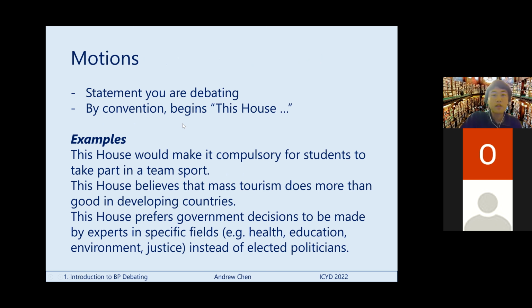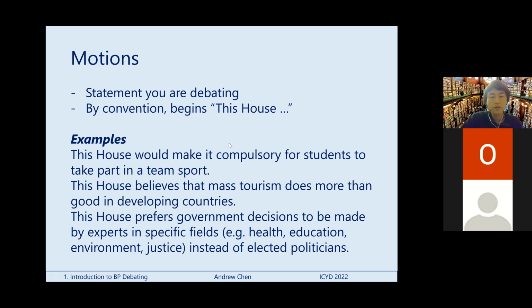So let's now have a look at motions, because these are the statements that we are debating when it comes to competitive debating. So a motion is just a statement you're debating, and by convention, these will start off something like this house something. So it might be this house would do something, this house believes that something, this house supports, this house opposes, this house prefers, this house regrets, this house as an individual or a group would do something. So those are all possible motions.